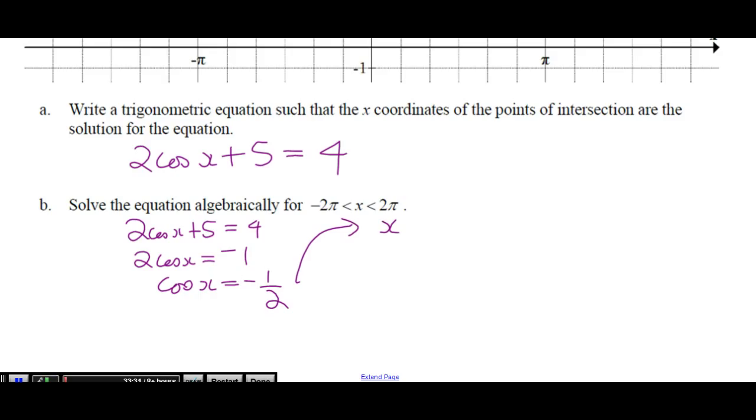So, where's x? Okay. Where's cosine negative? 2 and 3. What's x ref? Pi over 6. Pi over 3, you meant to say? The sine of pi over 6 is 1/2. Okay, so we need a reference angle of pi over 3.